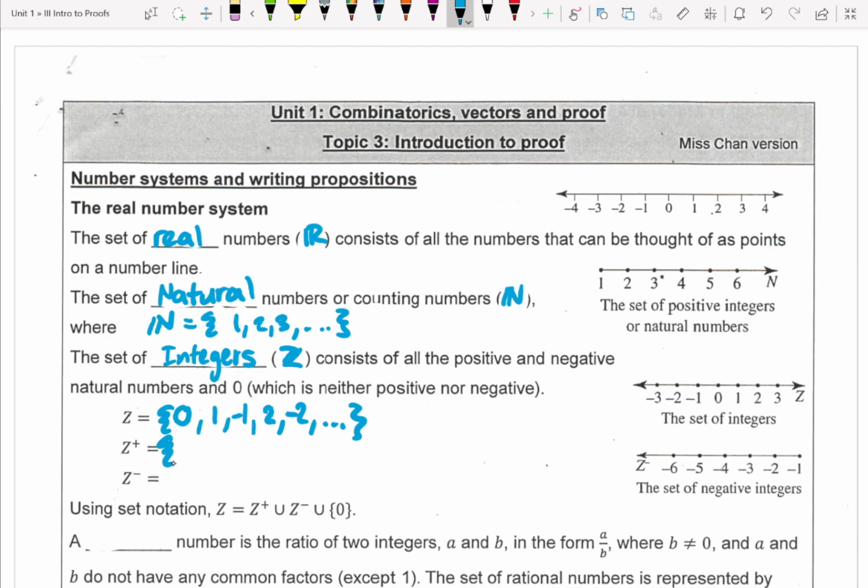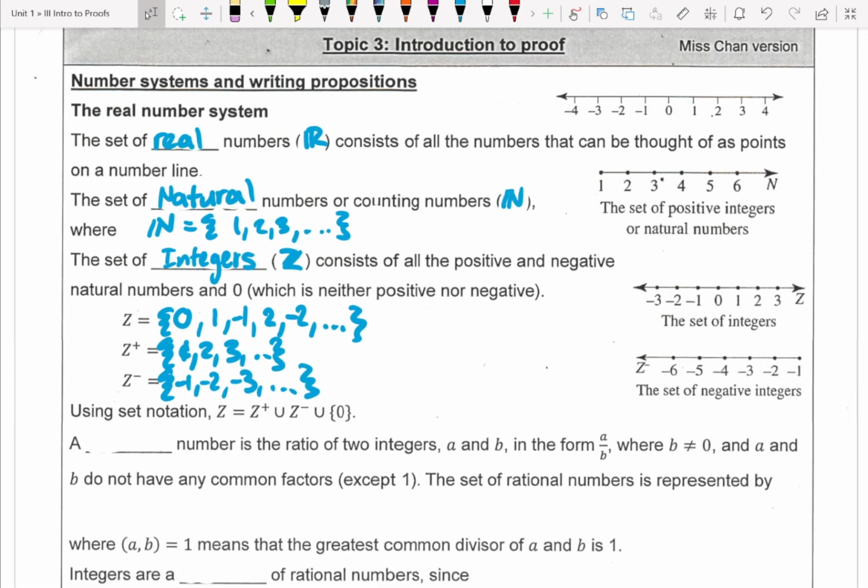Z positive would be 1, 2, 3, and so on, and Z negative would be -1, -2, -3, and so on. So using set notation, Z is the union of the positive integers, the negative integers, and the set containing 0.